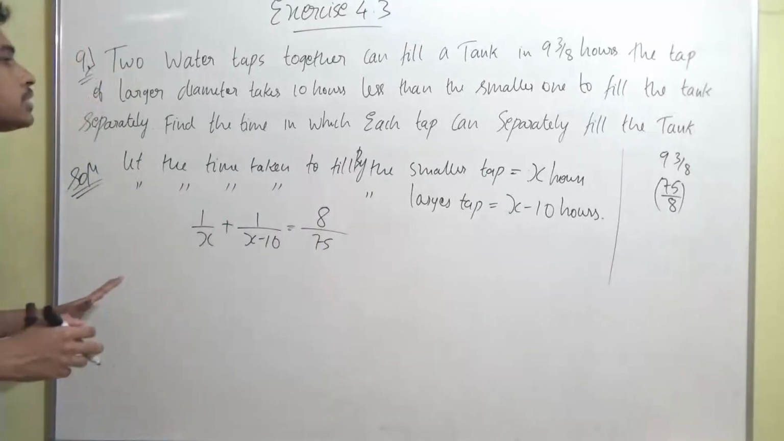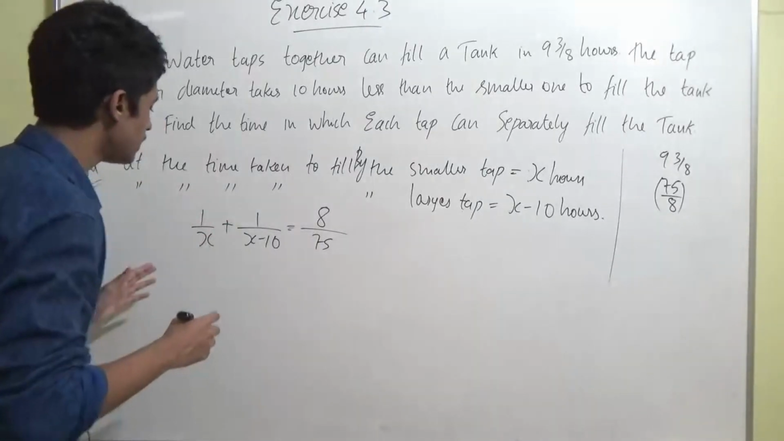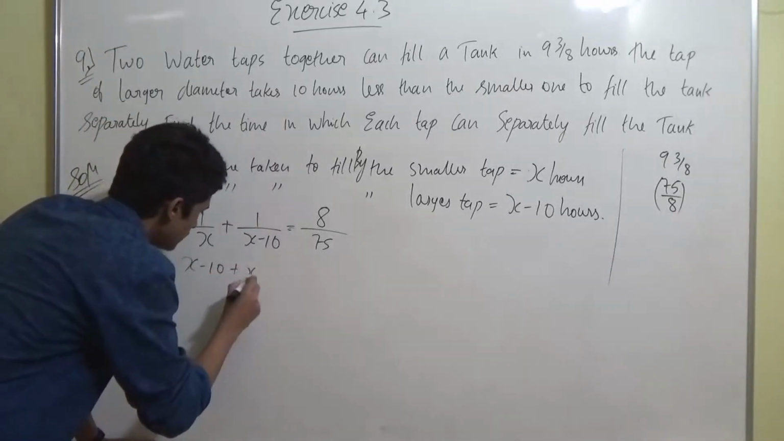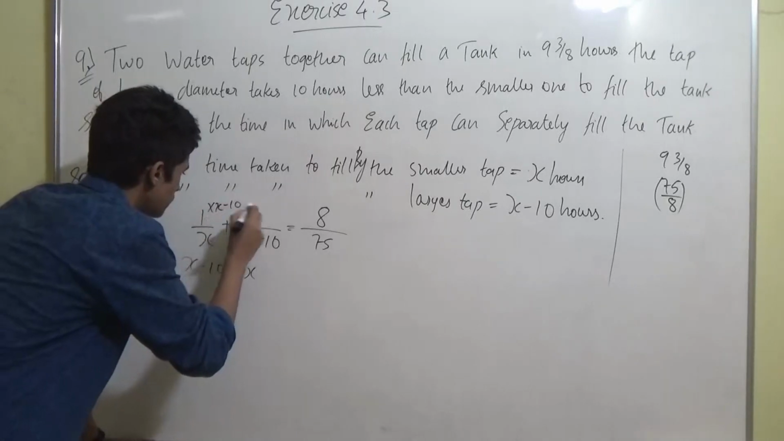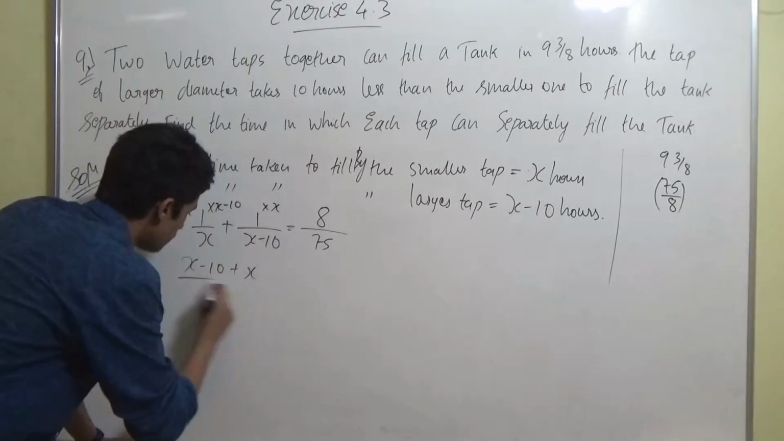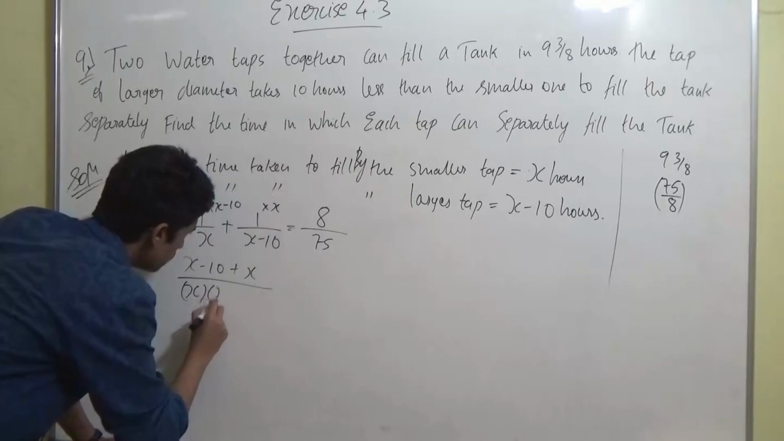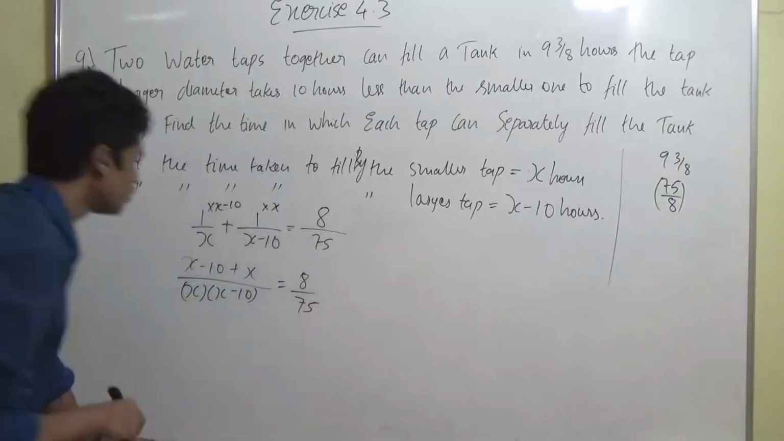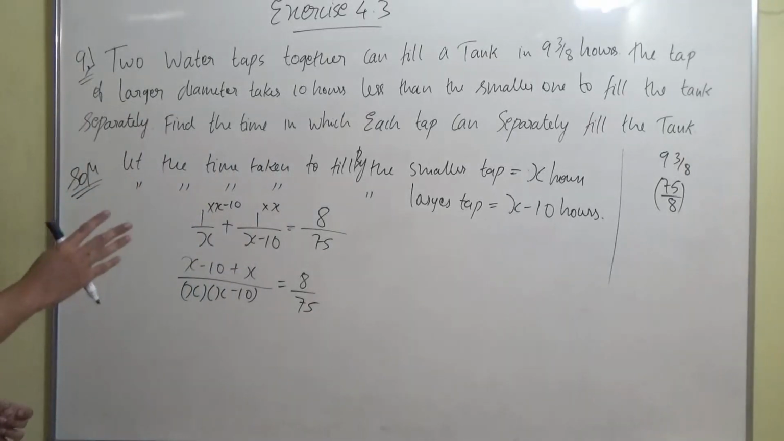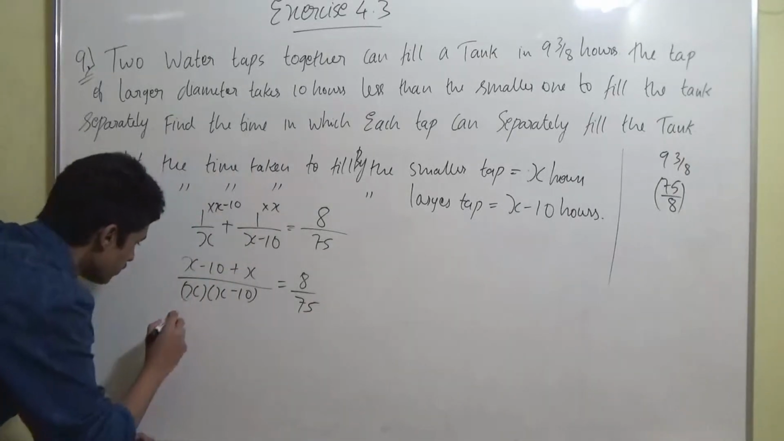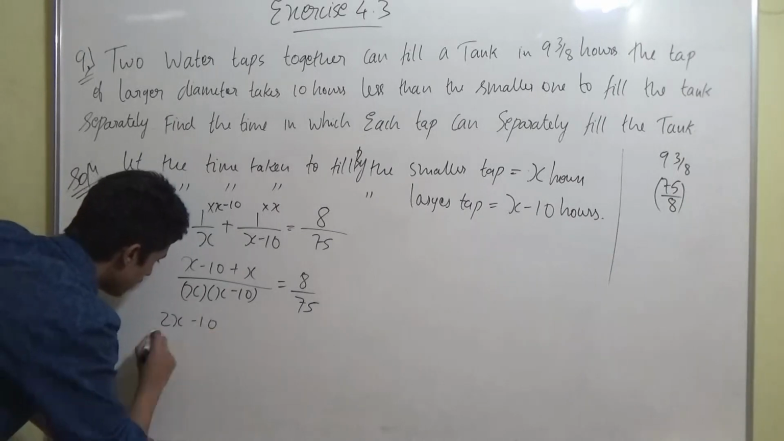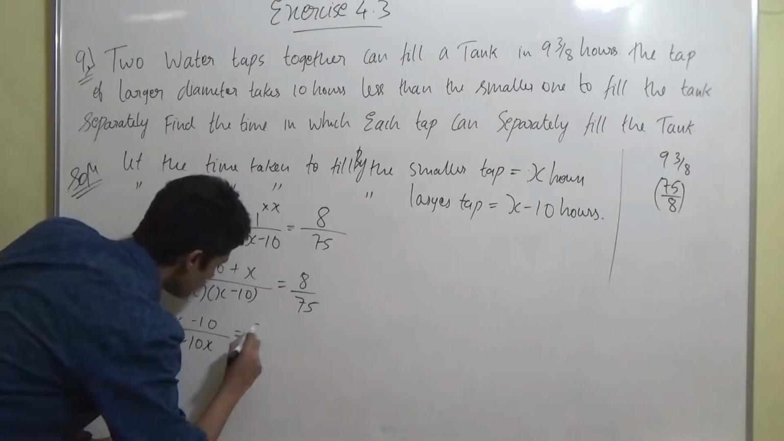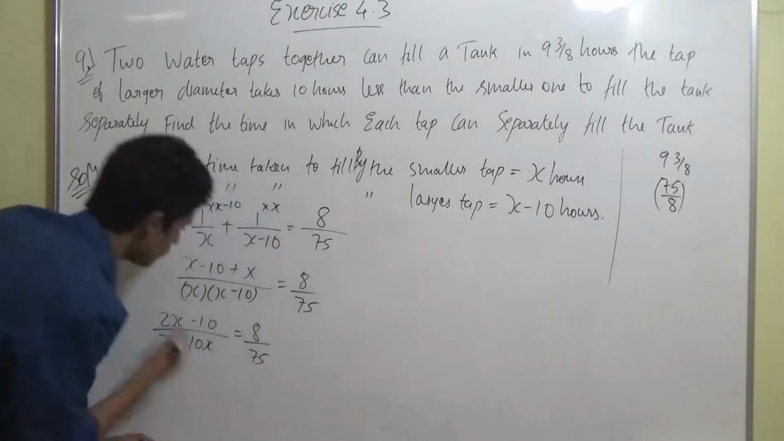Now we have to solve this equation to get the value of x, guys. So we'll start taking the LCM and start solving it. It will become x minus 10 plus x, because here you will multiply by x minus 10 and here you will multiply by x, and at the bottom it will be x into x minus 10, equal to 8 by 75, right? Now I can do the cross multiplication and simplify this. If I simplify this, it will become 2x minus 10 by x square minus 10x equal to 8 by 75. Now let's cross multiply it.